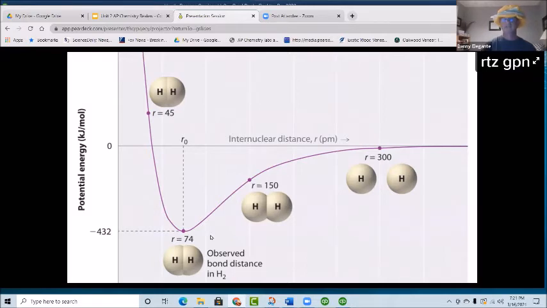So whenever you look at one of these things, you're looking for that low spot, and that's the spot where attraction is equal to repulsion. So they're not being pushed together anymore, they're not being pushed apart anymore, they hit that happy point right there. And the amount that you go down is equal to the bond energy, and that distance that you're measuring on the x-axis gives you the bond length.